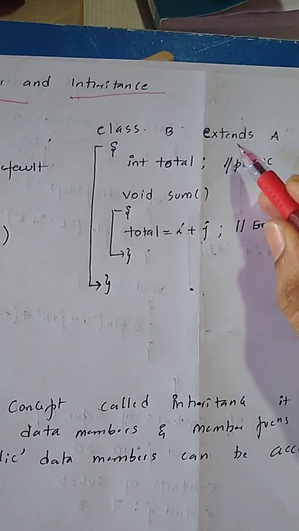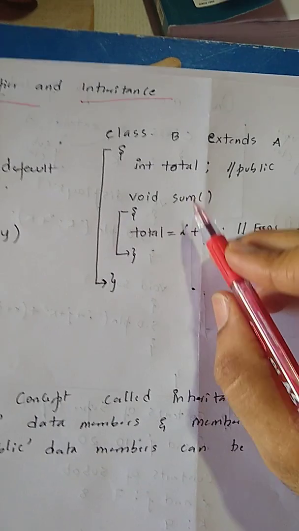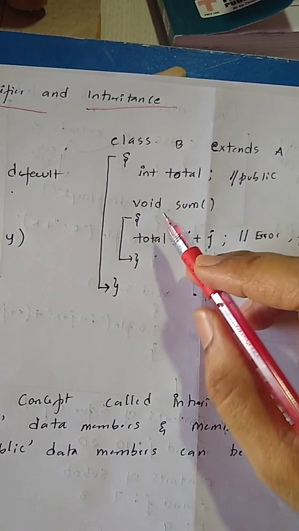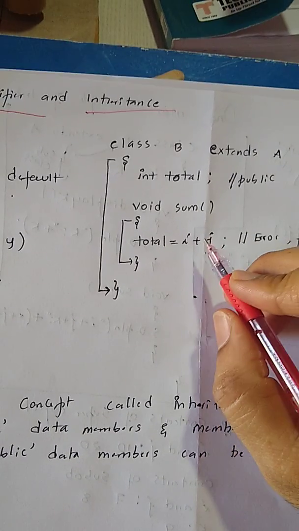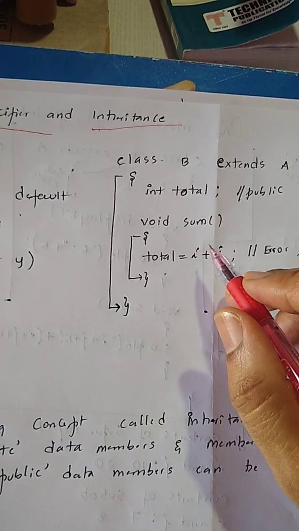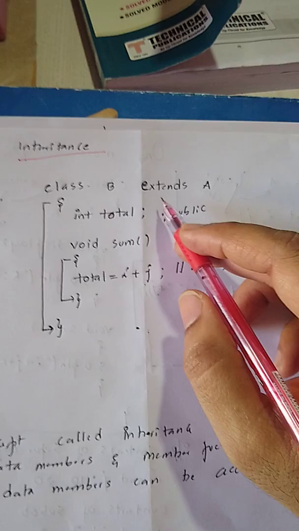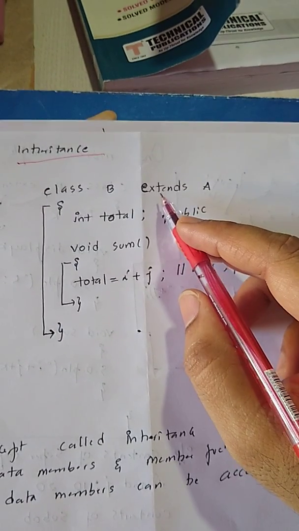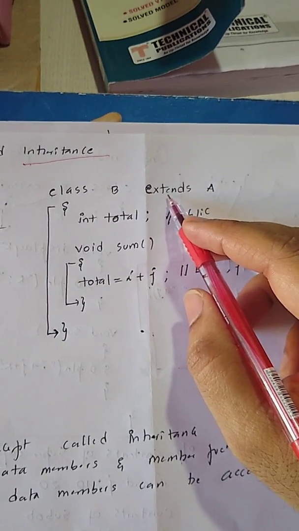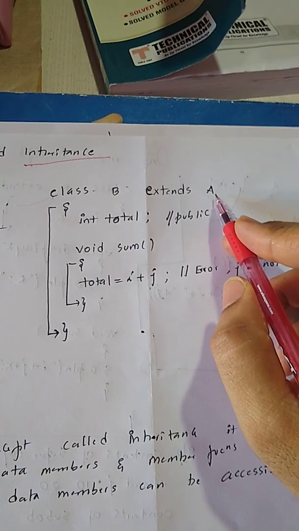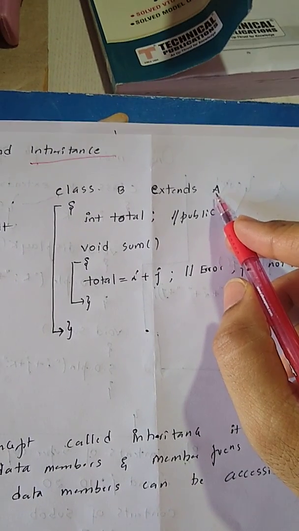So now I have taken one more class B with one data member total and one member function sum. There I am calculating the sum of ij. Okay, and I'm using the concept called inheritance. If you want to use the concept of inheritance, you have to go with the keyword extends, then you have to specify the class name. The class name is A, therefore write A here.